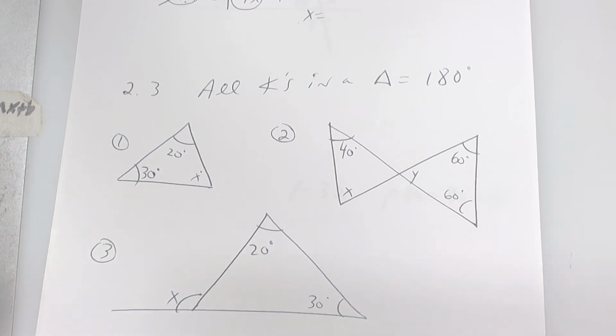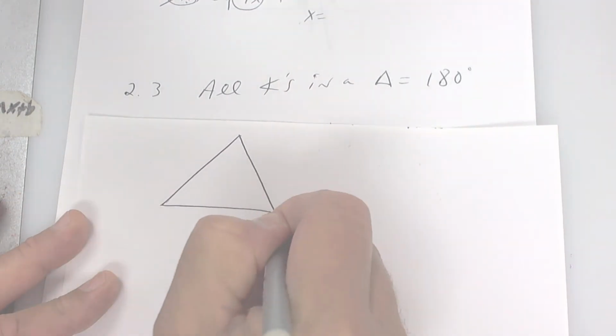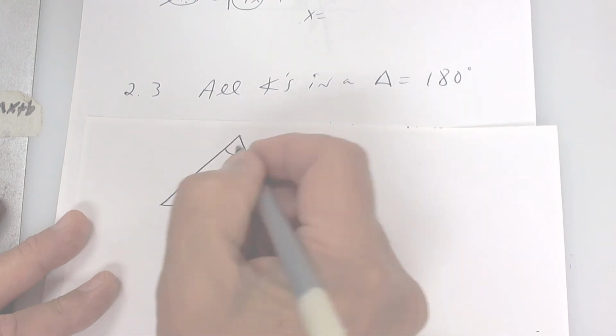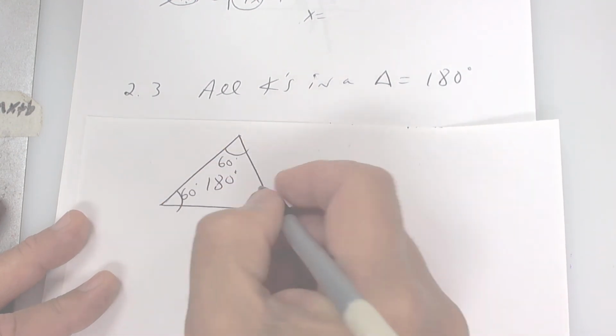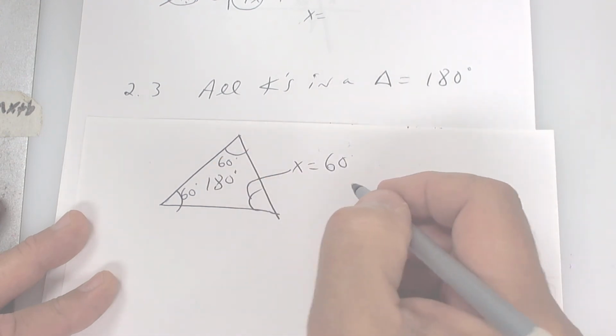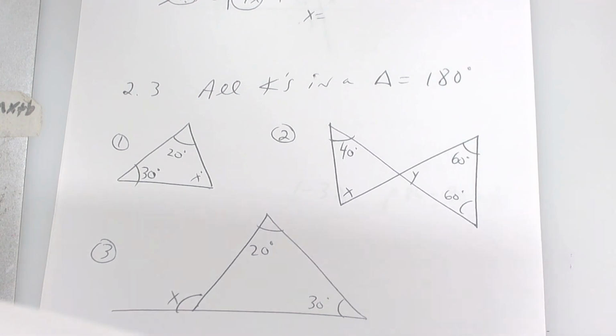Okay, all angles in a triangle add up to 180. So if you have a triangle, this one, this one, and this one all add up to 180. So if this one is 60, this one is 60, this one has to be 60, because 60 times 3 is 180.